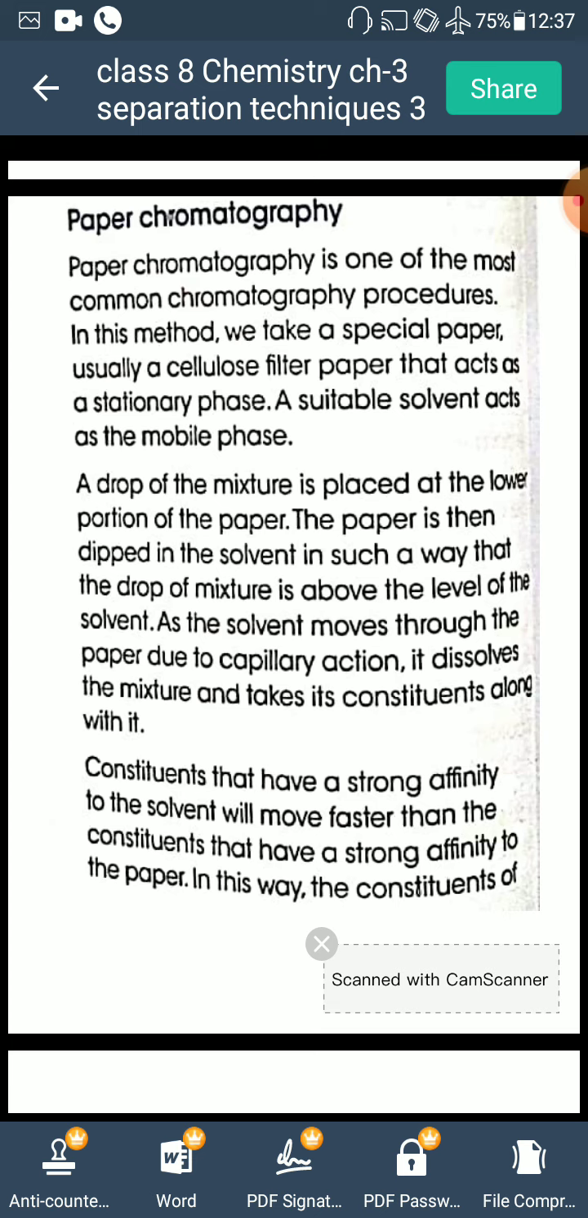Now you have to drop the mixture at the lower portion of the cellulose filter paper, which is the stationary phase. Then the paper is dipped in the solvent in such a way that the drop of mixture is above the level of the solvent. As the solvent moves through the paper due to capillary action, it dissolves the mixture and takes its constituents along with it.